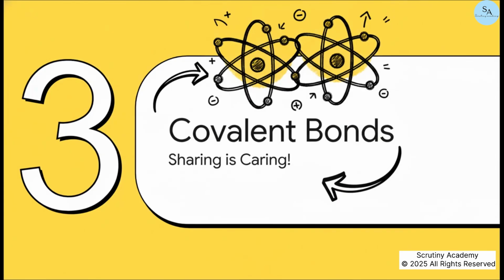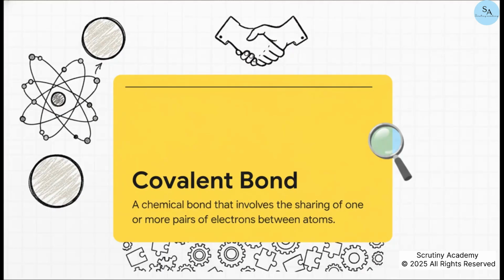Okay, but what happens when you have two atoms and they both want to gain electrons? Neither of them is going to give one up. Well, this is where our second type of bond comes in. Instead of giving and taking, these atoms decide to cooperate. They share. And that, my friends, is a covalent bond.